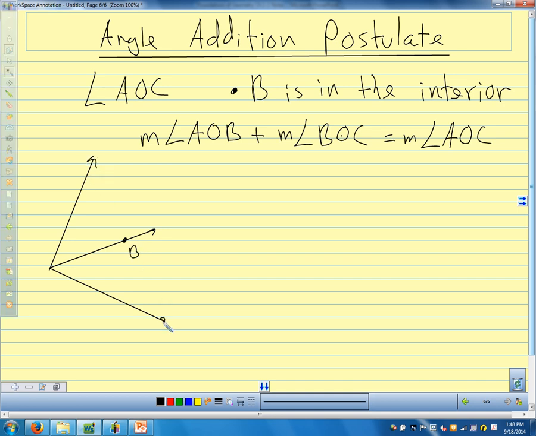There's point B in the interior of this angle AOC. It's telling us that the measure of angle AOB, I'm going to mark that one. Here's AOB in green, plus BOC, I'll mark that one in blue. There's BOC. Equals the measure of angle AOC. That's that whole big angle.